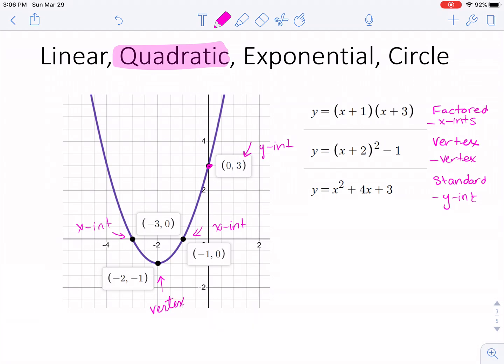So just take a couple of minutes and play around with Desmos. Make sure you can enter these equations into Desmos and actually create the same graph that I have.